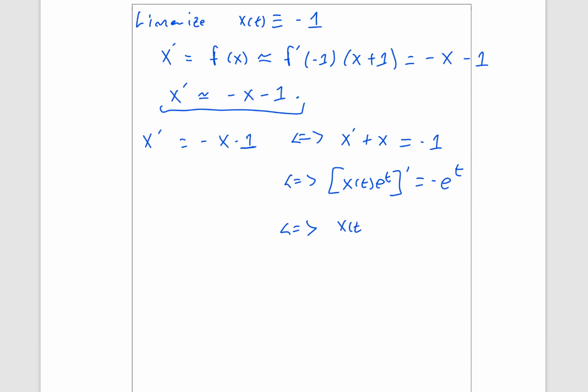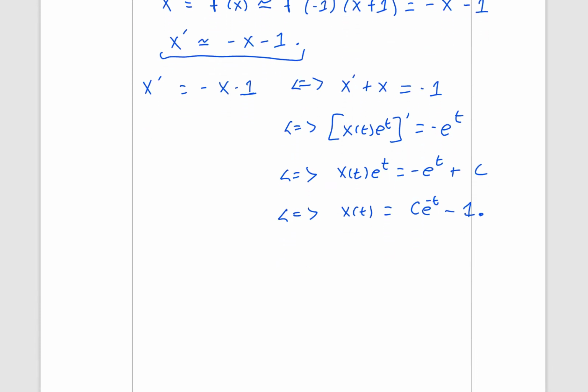If I multiply both sides by the integrating factor and take the antiderivative of both sides with respect to t, I get x of t e to the t equals minus e to the t plus a constant. And notice this becomes x of t equals c e to the minus t minus 1, if I just divide both sides by e to the t and rearrange.